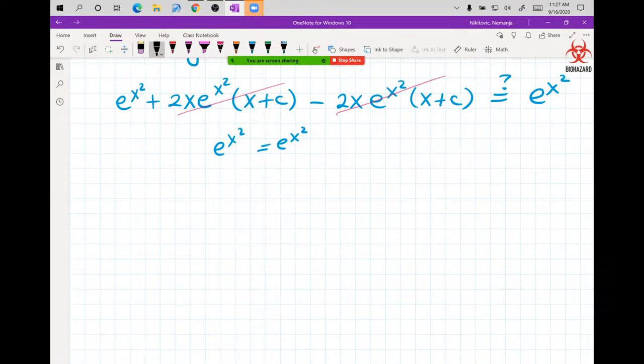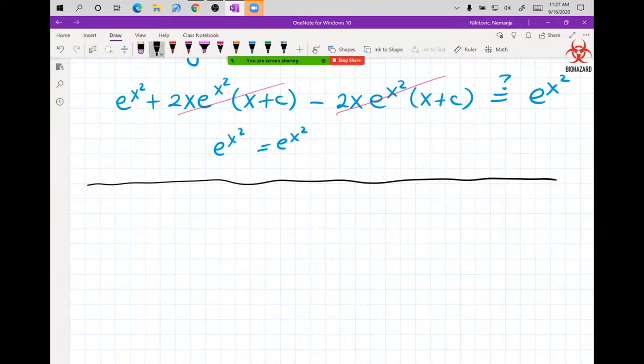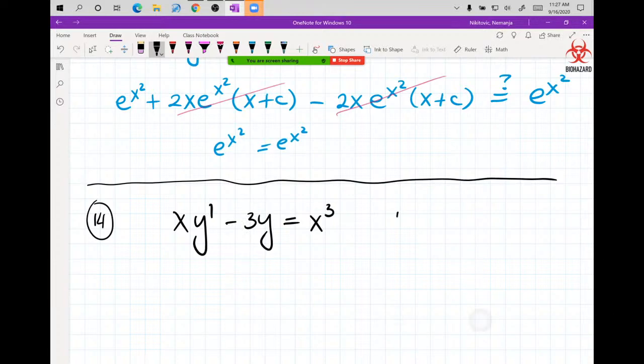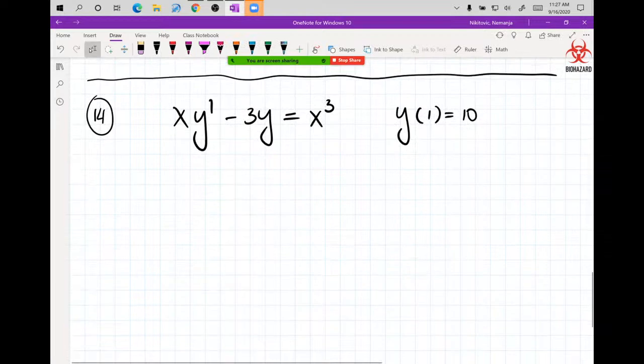So if you guys are interested in knowing that it's correct, all you need to do is plug in and go from there. Let's see another problem. This one will be a tad spicier, problem 14, because it's going to have xy prime minus 3y. I believe this one was on the exam at one point in time even. And it has y of 1 equals 10. So we do have the point as well.